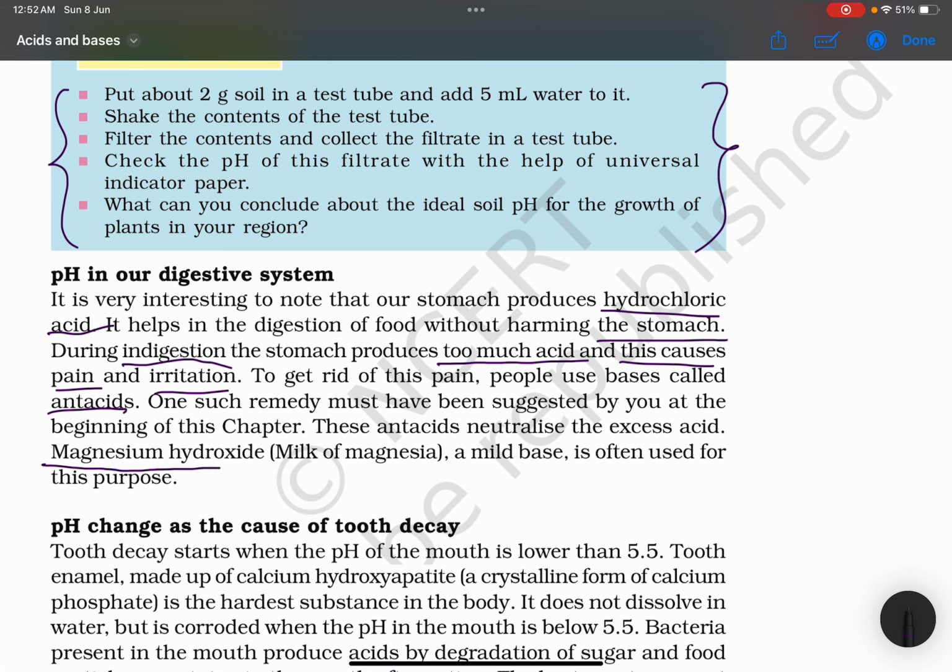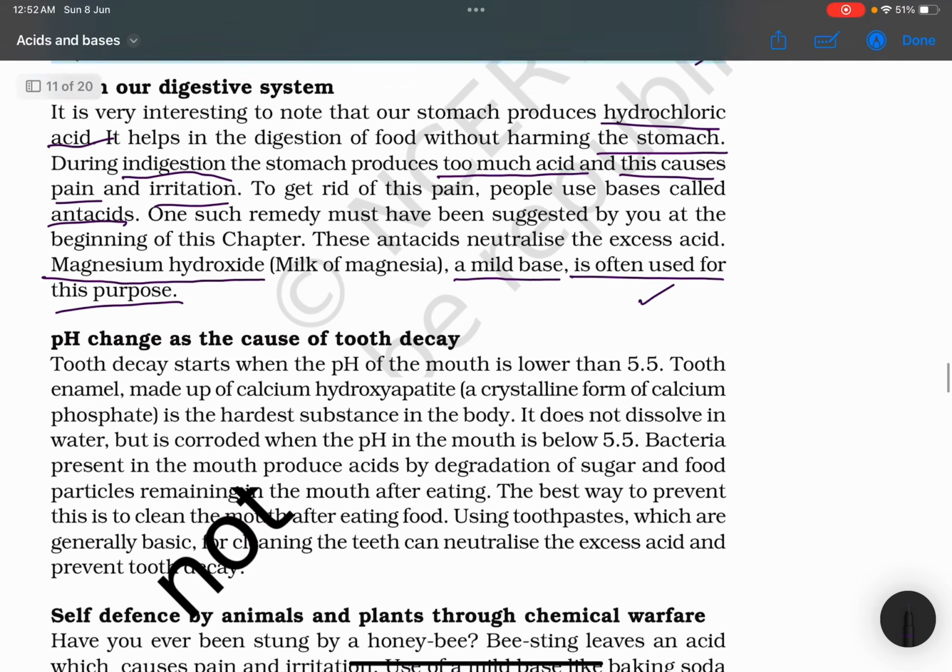The best examples are given here. Magnesium hydroxide, milk of magnesia. A mild base is often used for this purpose. I told you strong should not be used. If you are using strong, there will be acid and base reaction, a lot of heat will be released. So mild we need to use. And one of the best mild is milk of magnesia.